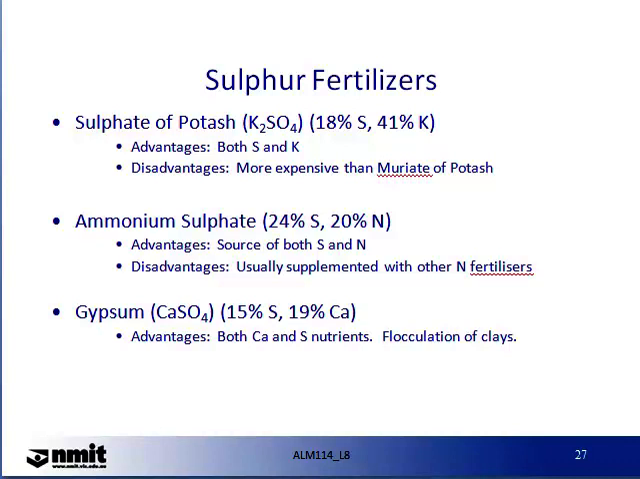Ammonium sulfate contains 24% sulfur and 20% nitrogen. It is advantageous as it has both sources of sulfur and nitrogen. However, it is usually supplemented with other nitrogen fertilizers. And finally, gypsum, calcium sulfate, contains 15% sulfur and 90% calcium. This has the advantages of having both calcium and sulfate nutrients, and flocculation of clays.